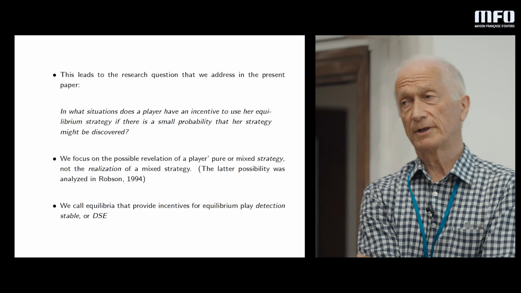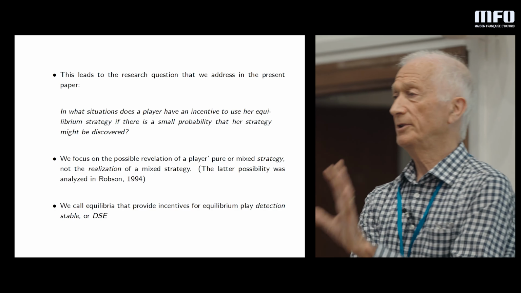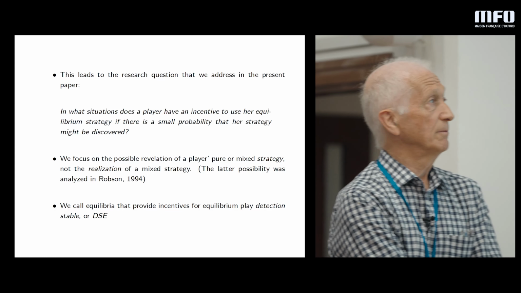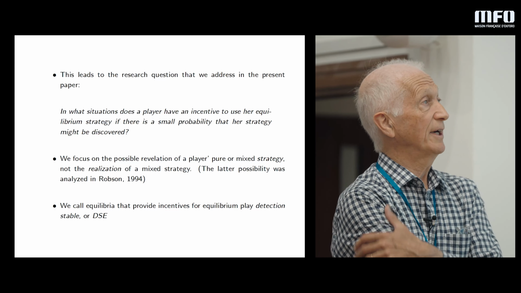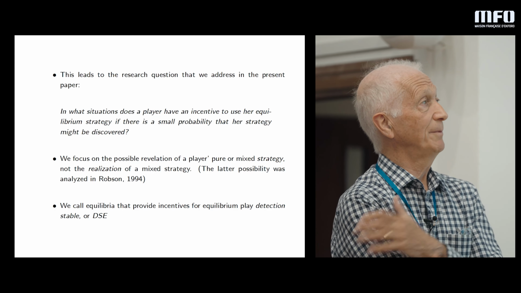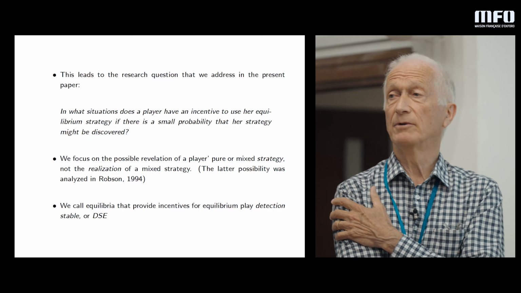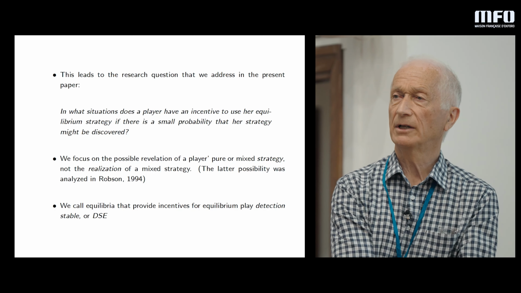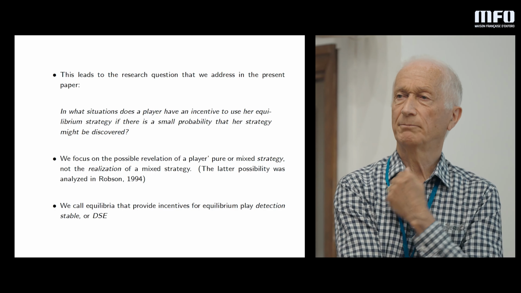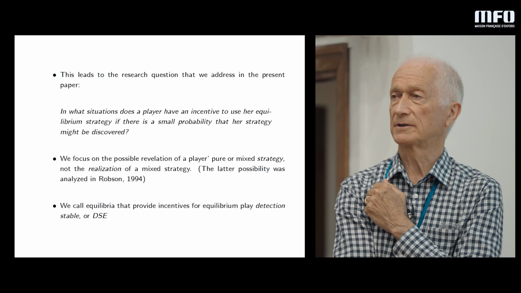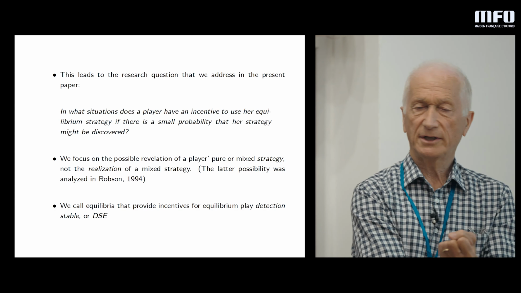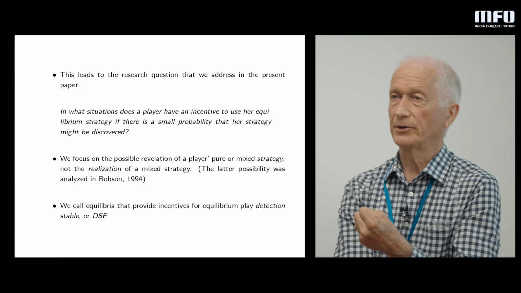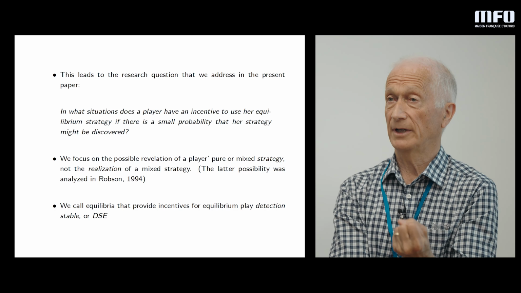So that leads me to the question that we address here, which is a limited question and a basic question. In what situations does a player have an incentive to use her equilibrium strategy if there is a small probability of detection, that the other guy will find out? So I think of two-player games now, and suppose there is a small risk that my strategy is found out, pure or mixed. If I have a pure strategy, it's rather simple. If I have a mixed strategy, it is as if somebody has found out I will randomize in this way when I play the game.